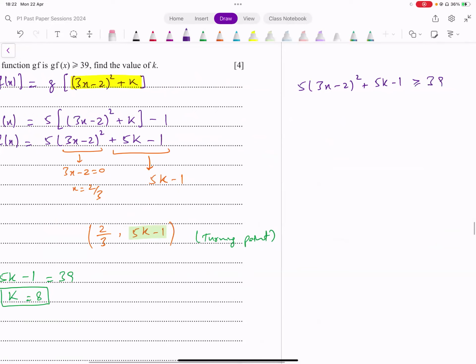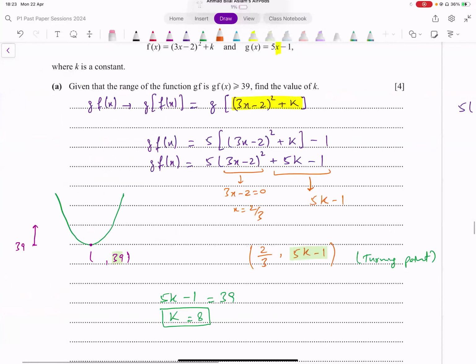But the problem is we can't really solve this inequality because we've got two unknowns. We've got x here and k here. So we can't solve this as an inequality directly because there are two unknowns. So we have to make sense of what the range of the function means in this case.